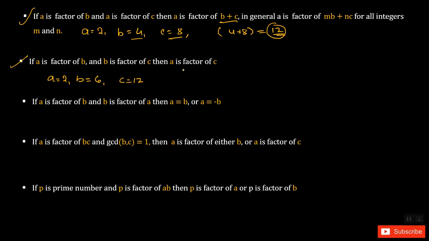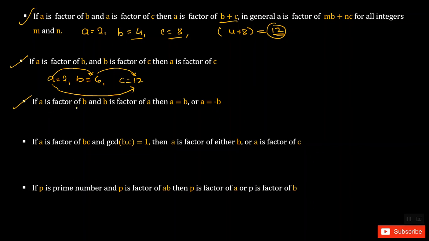So then A is a factor of C. If this number can divide this, and this number can divide this, then definitely this number can also divide this number. That is the meaning. So A can also divide C, that is, 12 is divisible by 2.